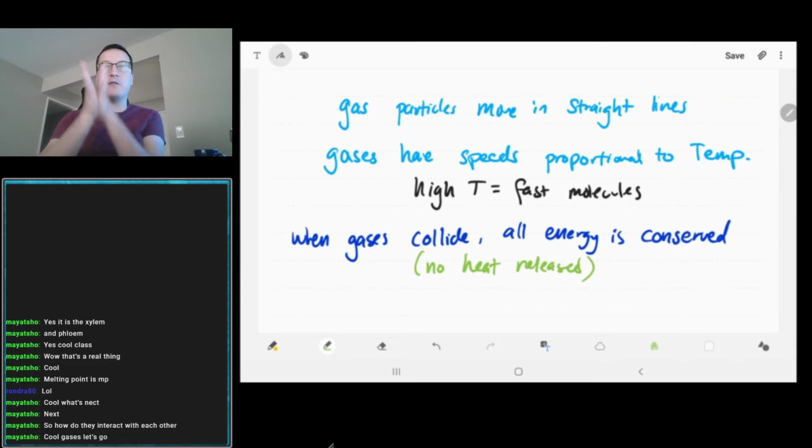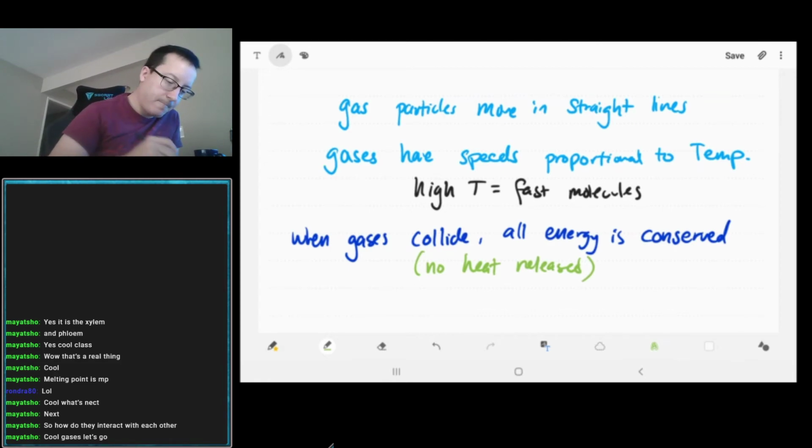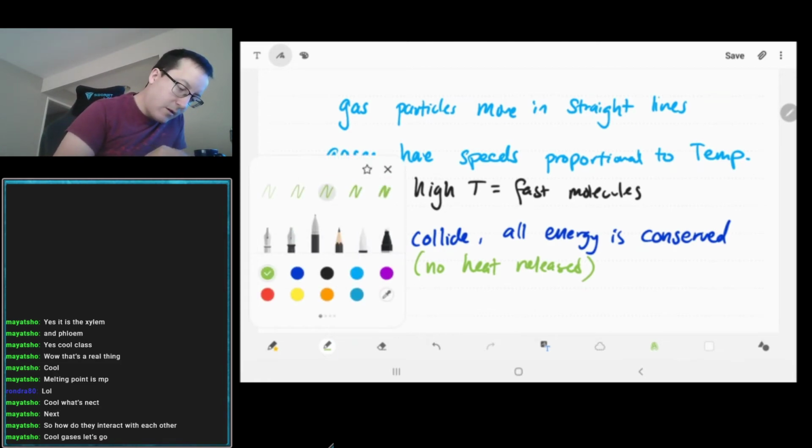We all know that if we collide our hands together, they'll produce heat, right? You can feel the heat of the friction. We're going to assume that when gases collide with each other, they don't have any friction. So it's just an assumption we make. Alrighty.